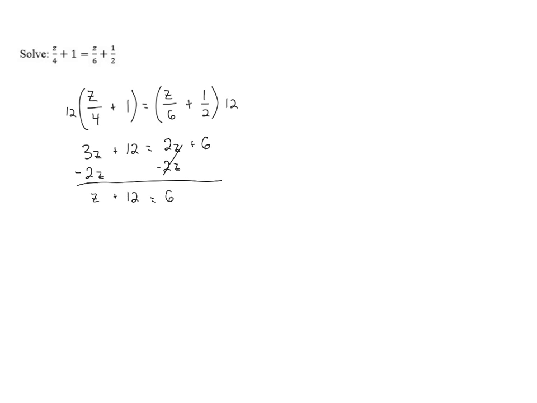And now we're one step away from getting z alone. To get rid of that 12, we have to subtract 12 on both sides. When we do that, we're left with z on the left-hand side, and 6 minus 12 is negative 6. So we end up with z equals negative 6, which is our final answer.